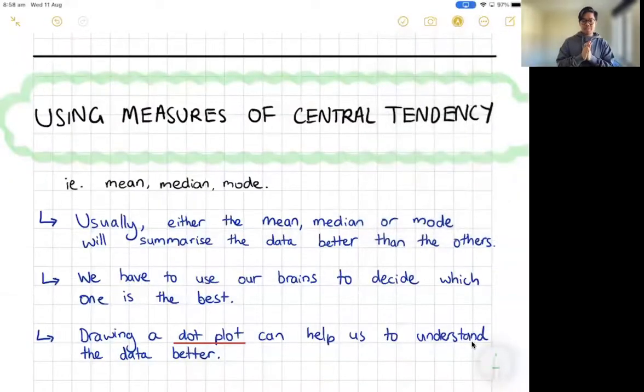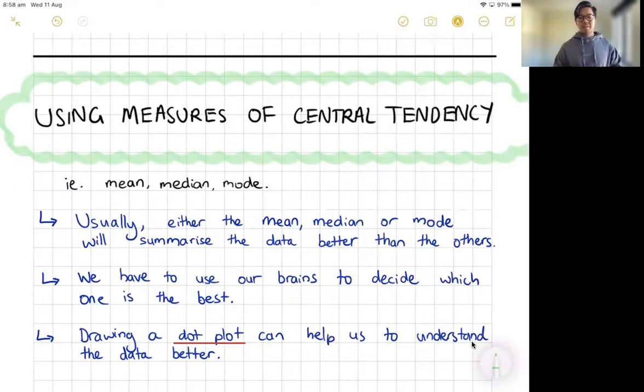So today we're going to be talking about using the measures of central tendency. Now you've found out how to find them: the mean, median, and mode. Now we're actually going to use them. Usually when we look at sets of data, either the mean, median, or mode will summarize the data better than the other ones. Sometimes mean will be best, sometimes median, sometimes mode. We have to use our brains to decide which one is the best measure or the best summary.